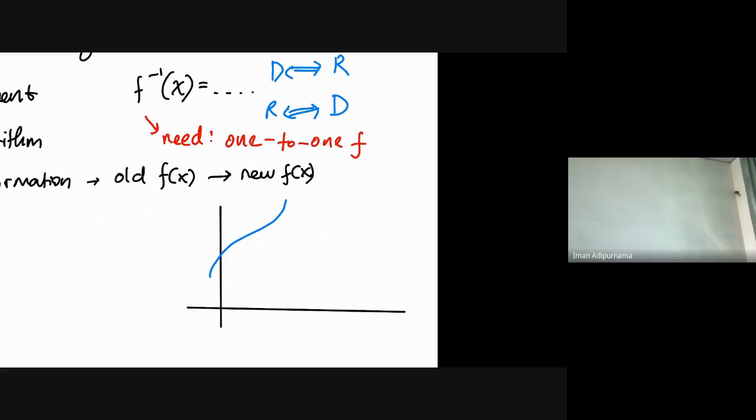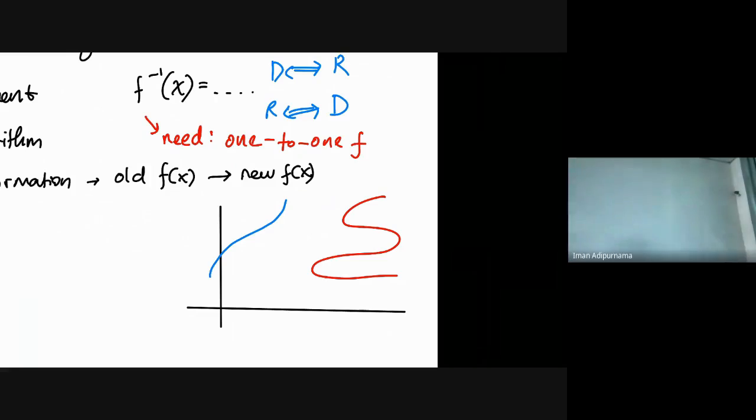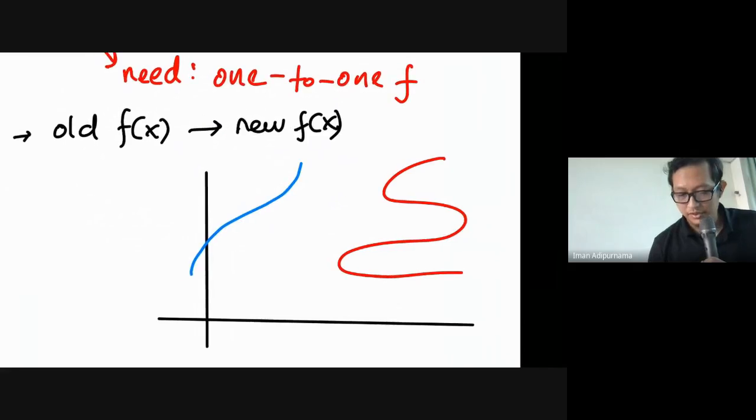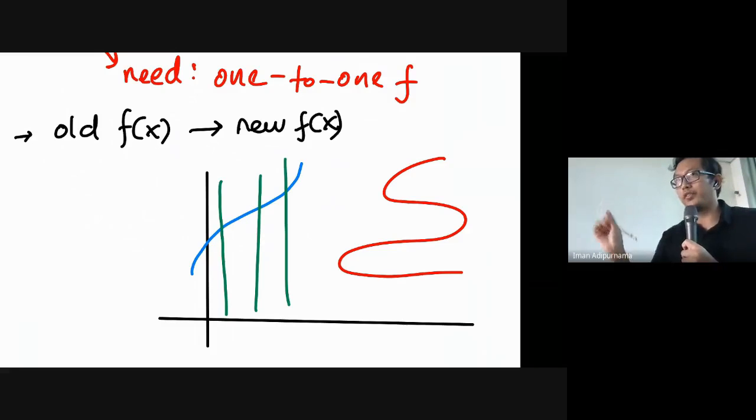If I have one like this, is this a one-to-one function? The simple way to check one-to-one functions is using a line. For example, let's focus on the left side. So we have line, line, line. The green lines here always cut the function exactly at one point, right?